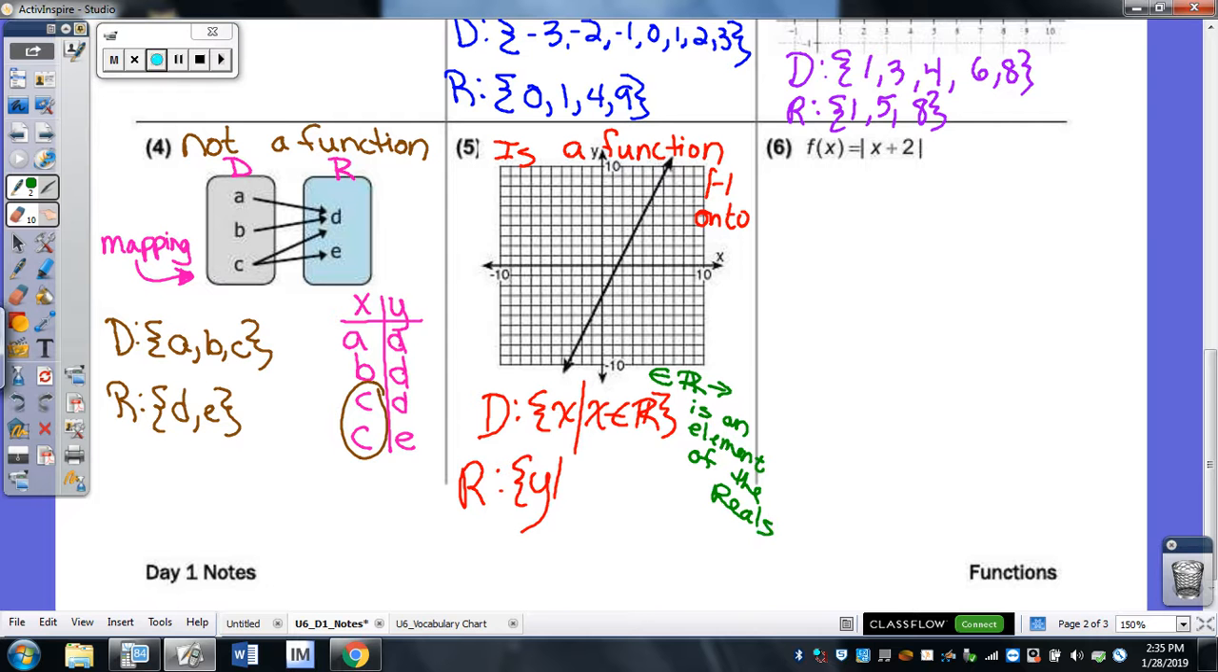An element of the reals means it can be rational, it could be irrational, it could be a decimal, fraction, whole number, negative number. It doesn't matter. It could be anything. The only thing it can't be is our imaginary i. So it could be everything except for i. Our range, again, is going to keep going on forever, so it will hit every single range value in existence. So I would say y is also an element of the reals.